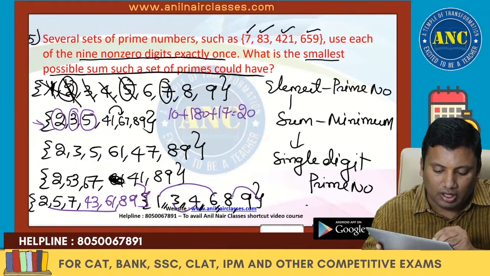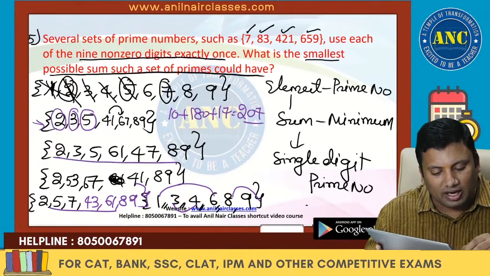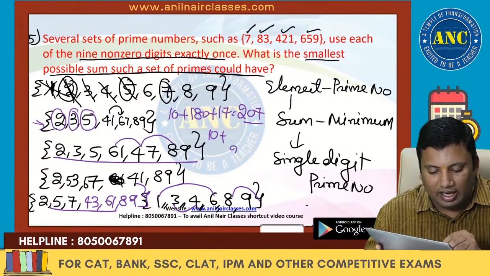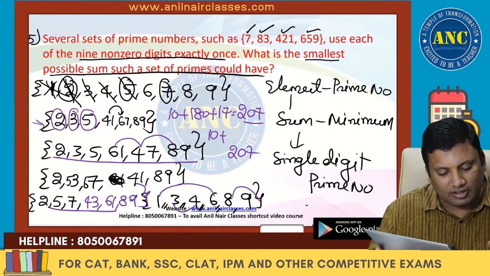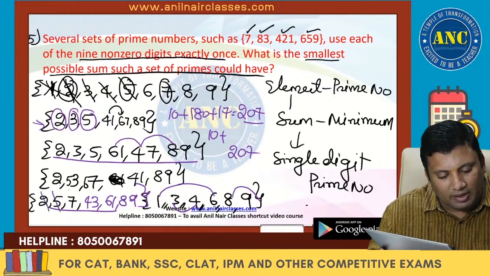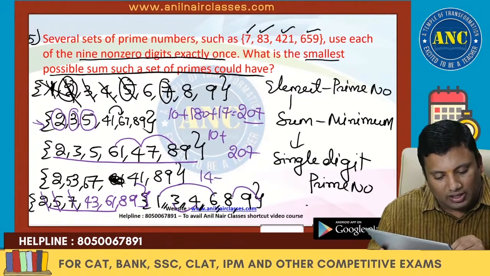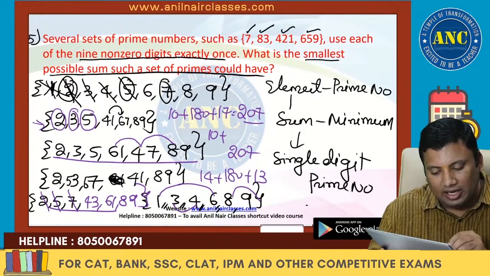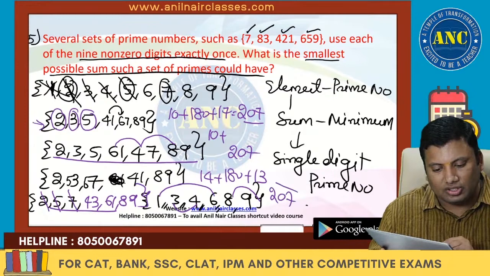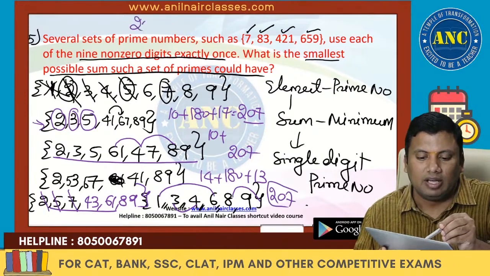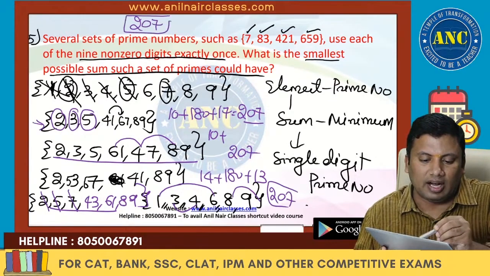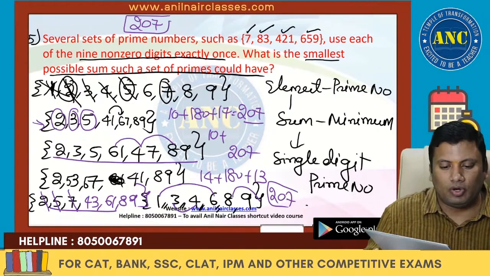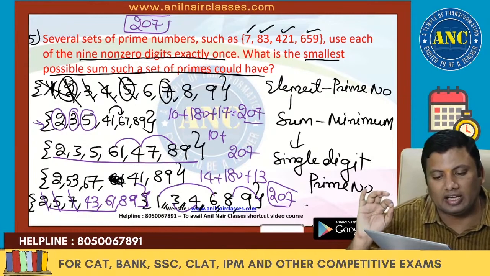This is 207. Let us check this value. This is nothing but 10. This is nothing but 100, 180. Again it is coming out to be 207. If I take this one, 7 plus 7, 14. 14 plus 180 plus 13. 180 plus 13, this again is nothing but 207. So the answer, the smallest sum of such a set of primes, is nothing but 207. I hope the idea is clear.